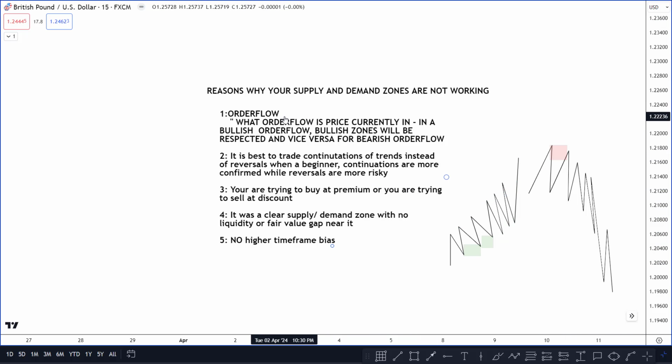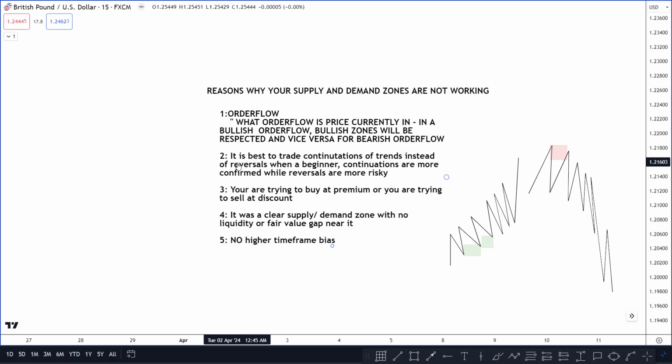So that was number one, order flow. That's the number one reason a lot of people mess up their supply and demand zones. They're not in line with the correct order flow. Because the markets move in a wave type of format, and you're just trying to place yourself in the correct spot where the market may be currently reversing or just continuing.